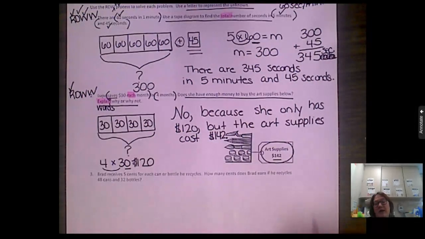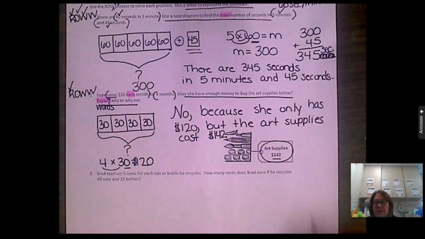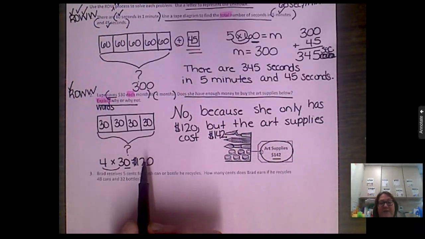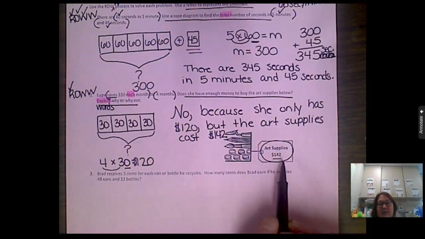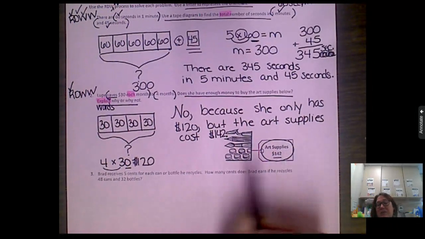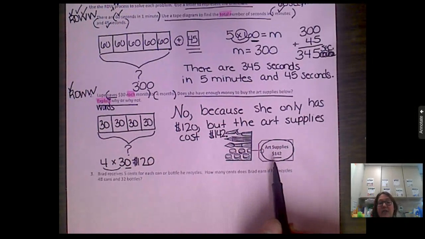Even though when we say a money amount, we say $120 and $142, and it's after, when we say it, it comes after, but when we actually physically write it, the dollar sign comes before. All right, so we found that information that she had saved $120. That was our first step. Our second step to make this a 2-step problem was to compare it with the actual amount of the art supplies, which was $142, and then we had to make that determination. We could subtract to see how much more she needs. That wasn't the question, but you could definitely do that to push that even a little bit further.